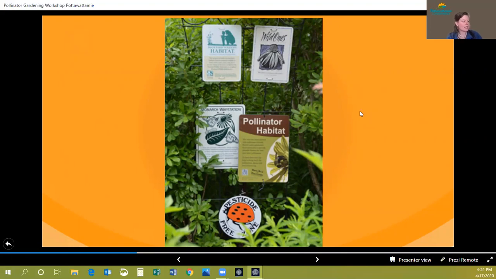You don't have to necessarily go out and buy one of these fancy signs. You can make your own sign, but it makes a huge difference. I would really highly encourage anyone to put a sign out, especially if you're living in the city.